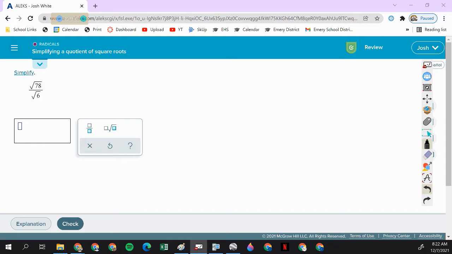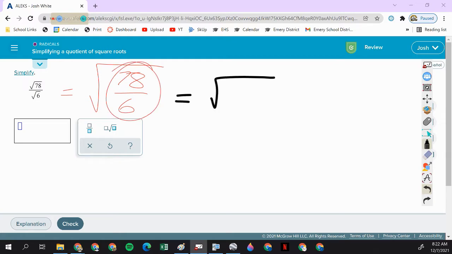Here we have the square root of 78 divided by the square root of 6. So that's the same thing as the square root of 78 over 6. So square rooting them individually is exactly the same thing as square rooting the entire fraction. And then 6 goes into 78 13 times. So I get the square root of 13. And when I go to factor that, 13 is prime. It doesn't have any factors. So the answer is just the square root of 13.